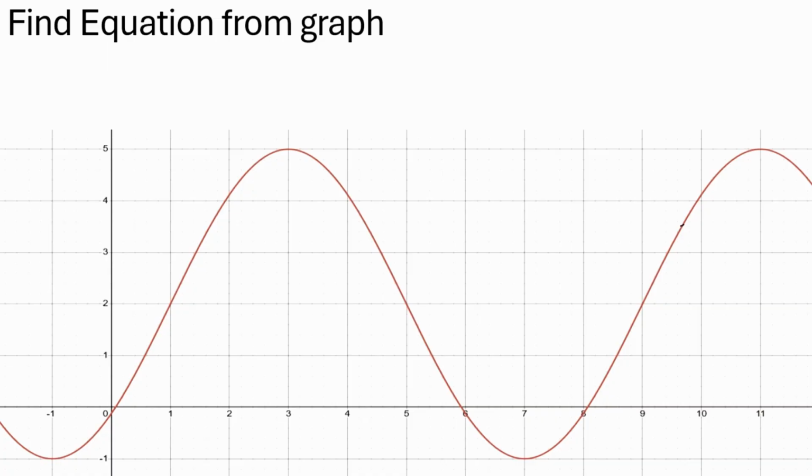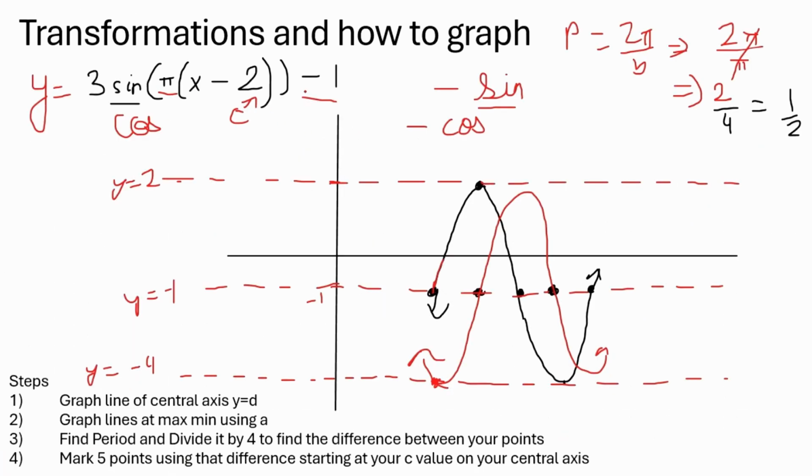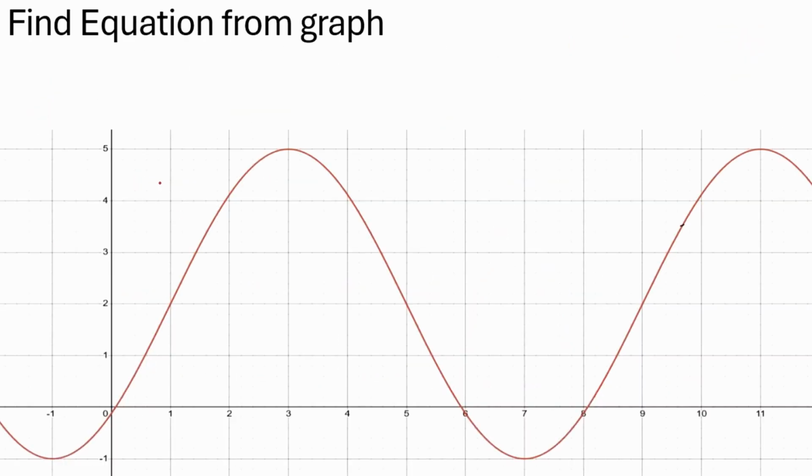Next up, we have finding the equation from the graph. So using our previous knowledge, we will be finding the equation from this graph. Let's just write our thing down: a sine or cos doesn't matter, b x minus c plus d.